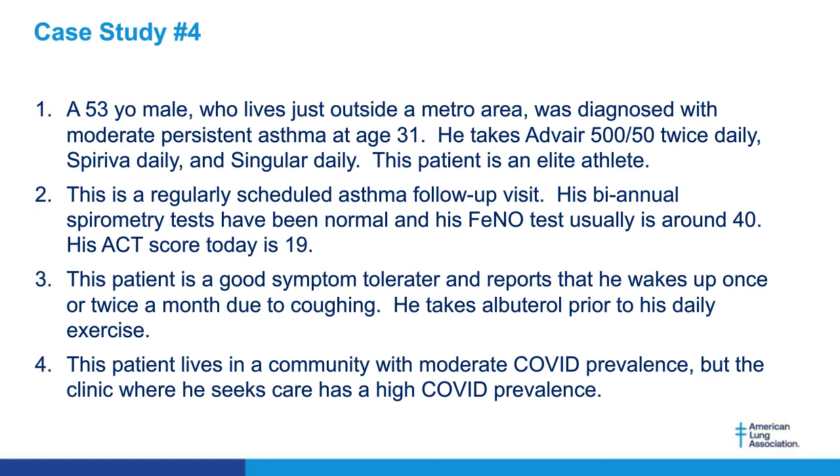This patient is a good symptom tolerator and reports that he wakes up once or twice a month due to coughing. He takes albuterol prior to his daily exercise. The patient lives in a community with moderate COVID prevalence, but the clinic where he seeks care has a high COVID prevalence.